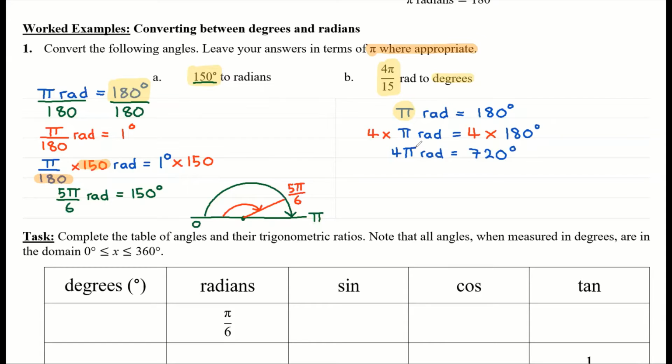Okay, now we need 4 pi over 15. So let's take what we've just done and divide both sides by 15. Okay, and this will hopefully reveal the answer. So we can now see that 4 pi over 15 radians is equal to 48 degrees. Okay, and that concludes worked example 1.